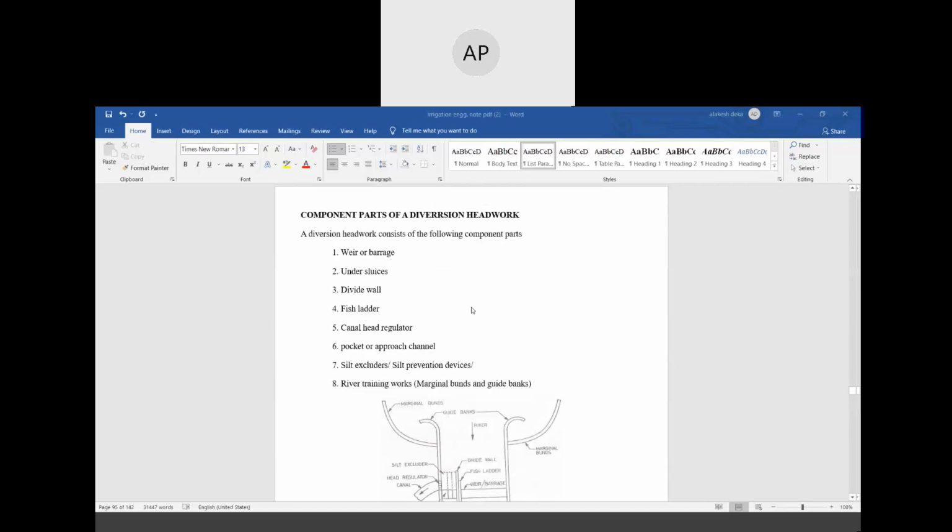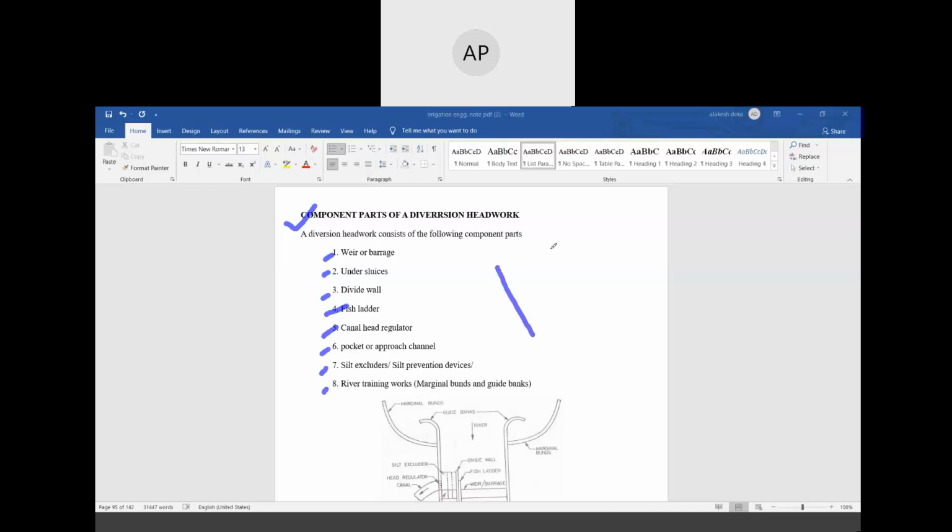Next, another important point of diversion headworks is the component parts of a diversion headwork. So, what are the component parts? It has a weir or barrage, under sluices, divide wall, fish ladder, canal head regulator, pocket or approach canal, silt excluder or silt prevention devices, and river training works, that means marginal bunds and guide banks.